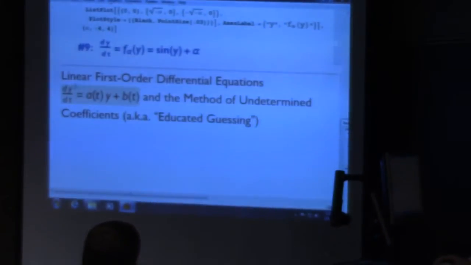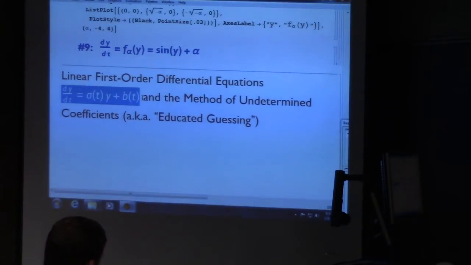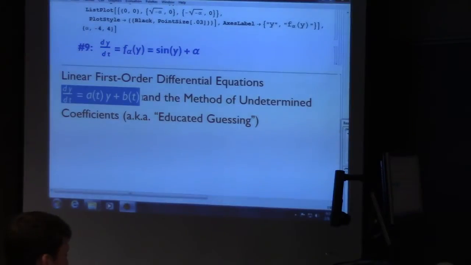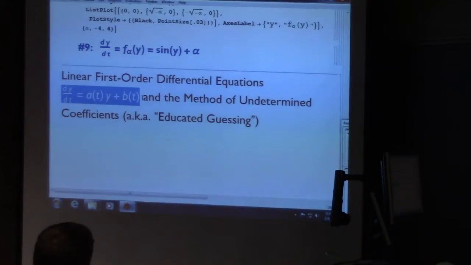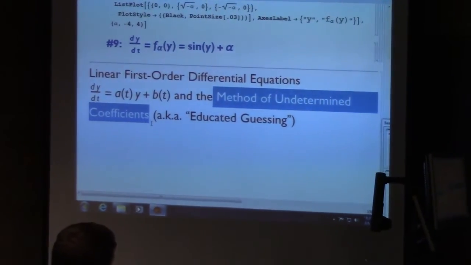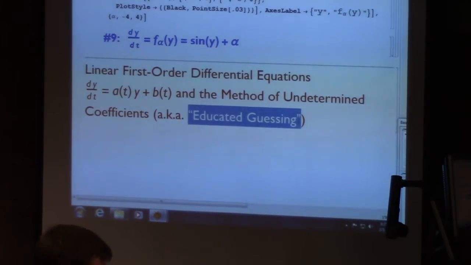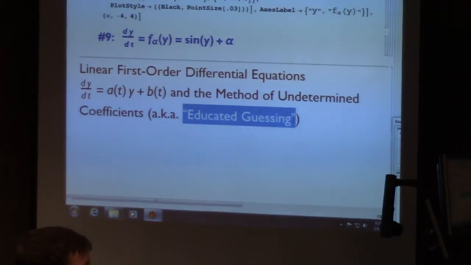Linear first-order differential equations are differential equations of this form, in general. And I'm about to show you a method for solving such equations today, at least in the case where a of t is a constant. This method has an official, fancy sounding name, method of undetermined coefficients, but we can also just call it educated guessing. Okay, that's the method really. Educated guessing.